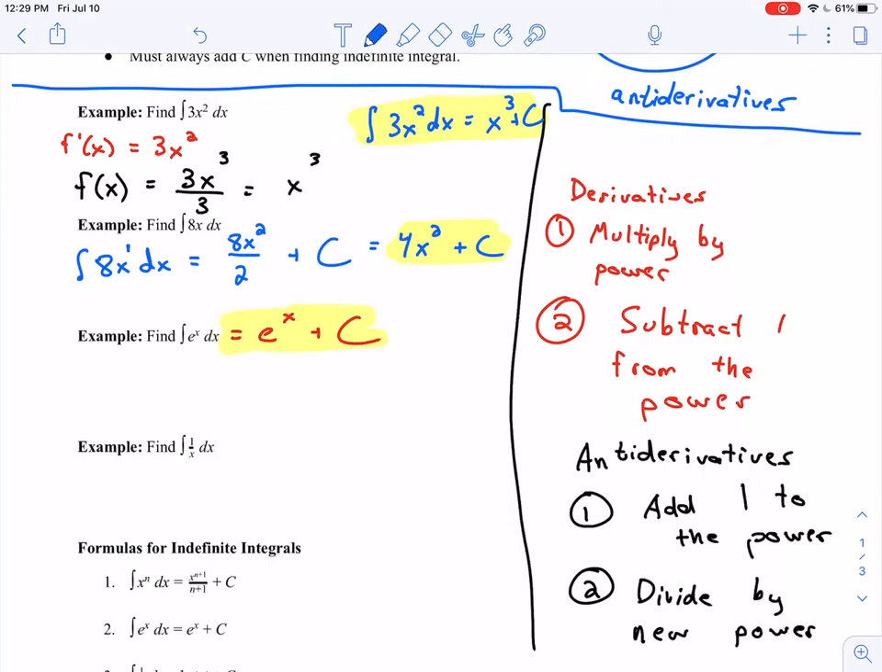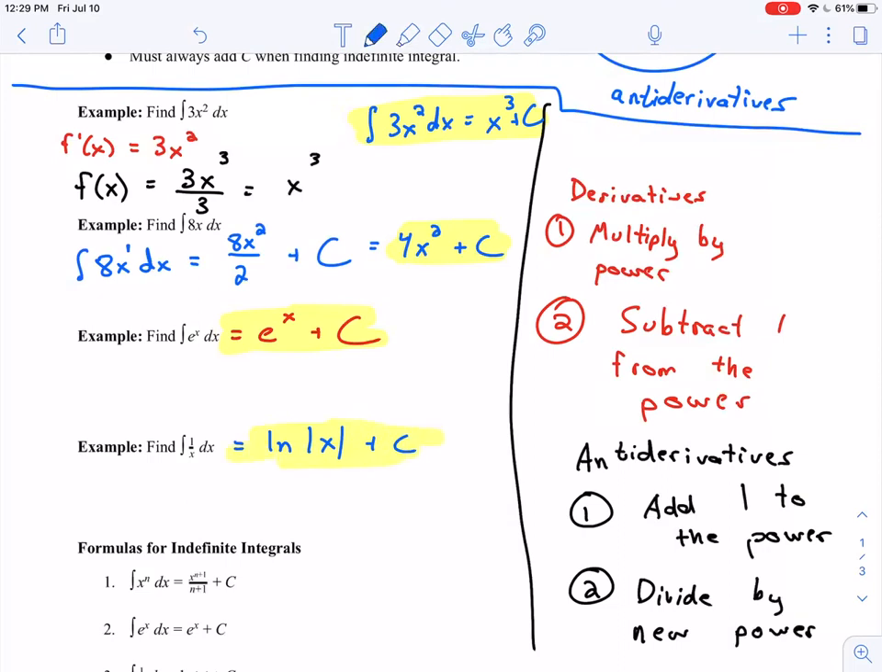So when I find my antiderivative or my indefinite integral, I should have the natural log of absolute value of x plus c. Again, if you're unsure, if you want to check your answer, take the derivative. The derivative of natural log of x is 1 over x. So this is my solution.